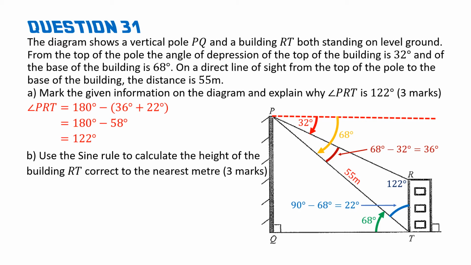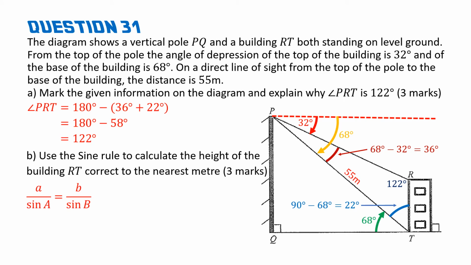Because part B is using the sine rule, and we want to find the height RT. Well, the 55 meters was given to us, and that 122 degrees was also given to us. So the only piece of information we need is one of the other angles. Hopefully, just by looking at the angles given to us, 68 and 32, we can find the difference in the middle there is 36.